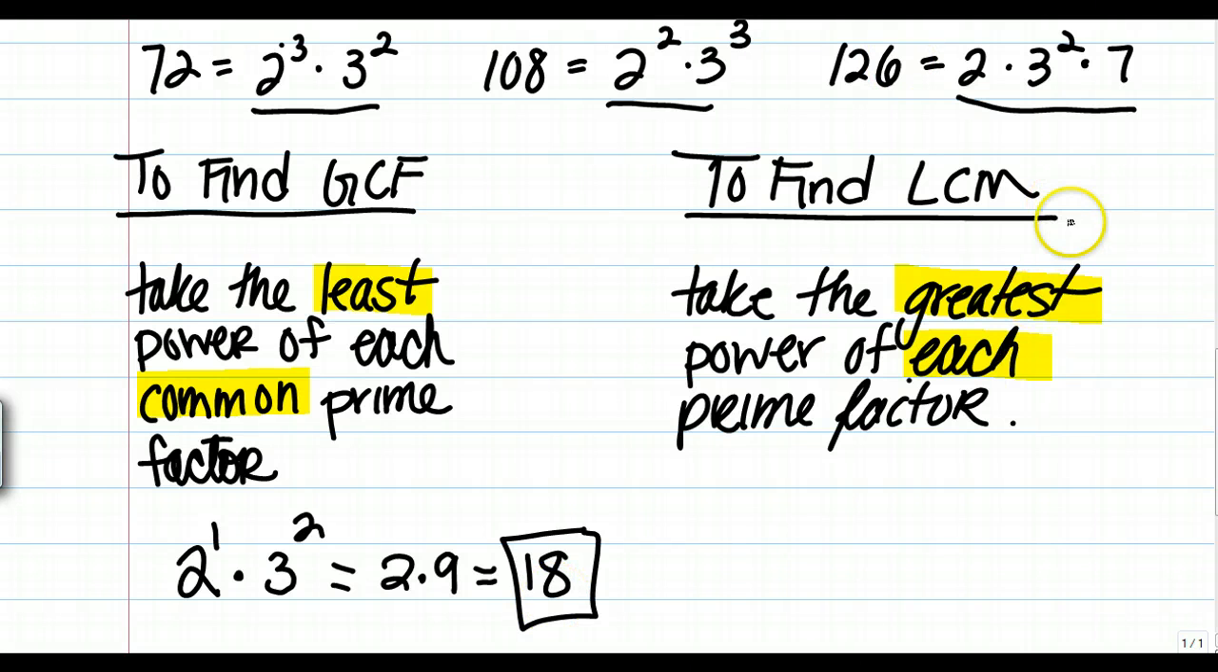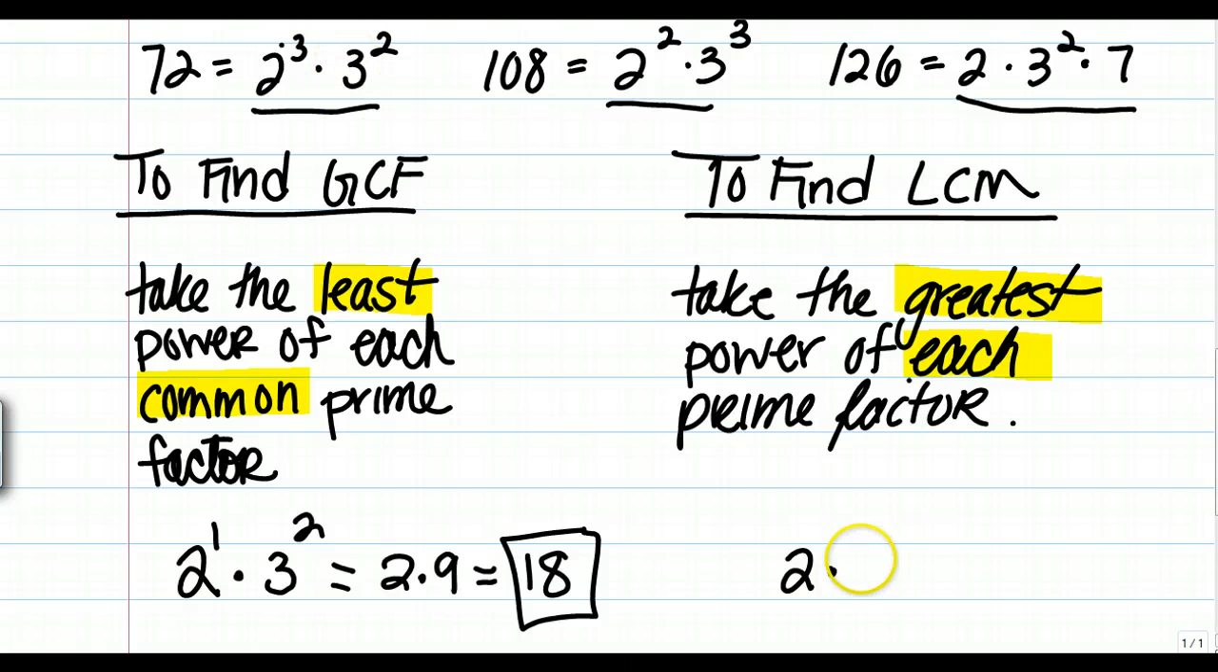Now let's find the LCM. And remember, the LCM is the smallest number that 126, 108, and 72 will go into. So it says take the greatest power of each prime factor. So we're going to take one of each. So I have a 2, and you only write it once. If you notice, I'm not writing 2 several times. You just write it once.